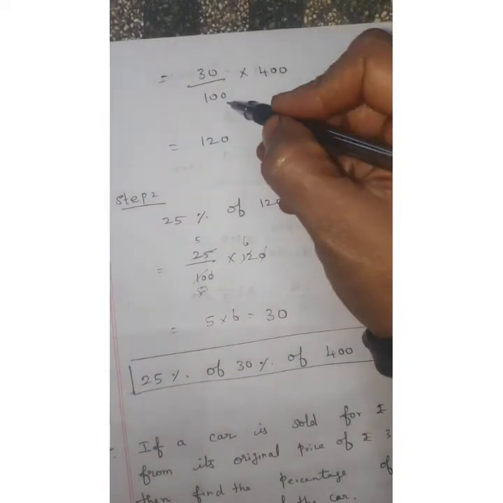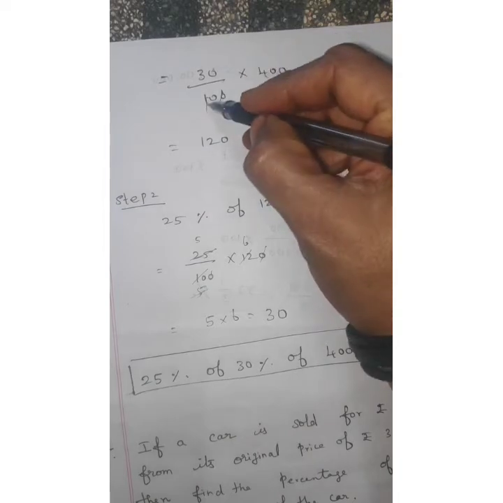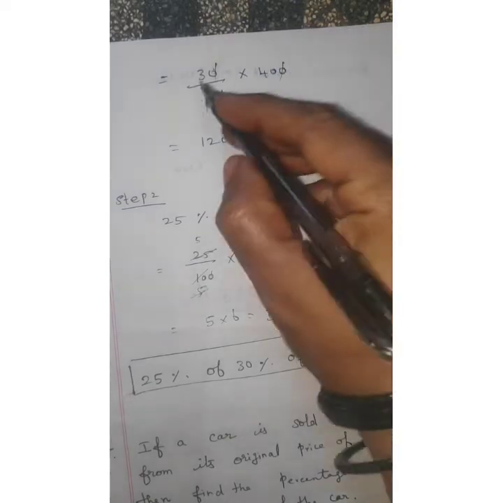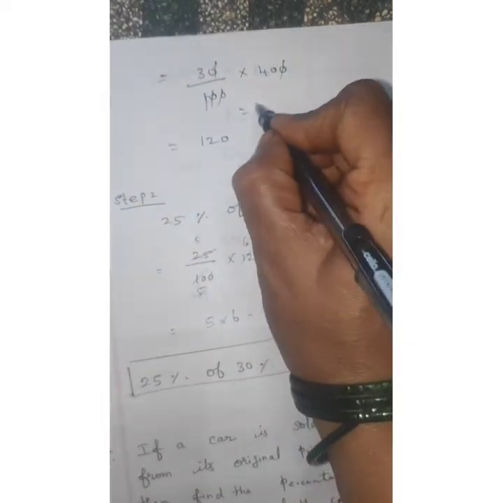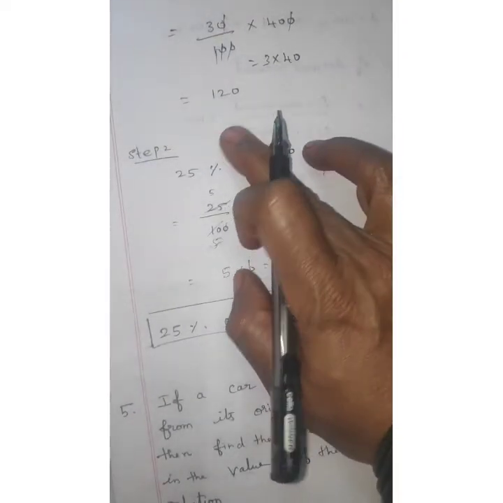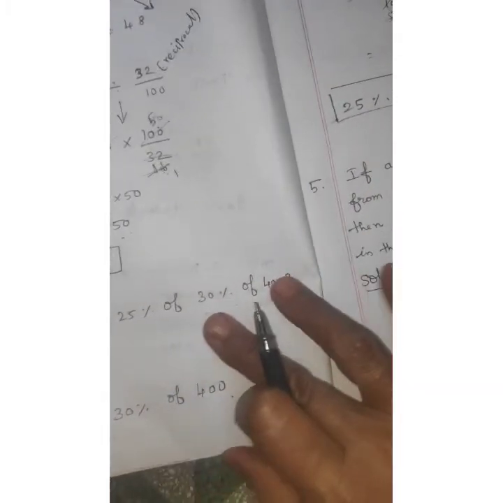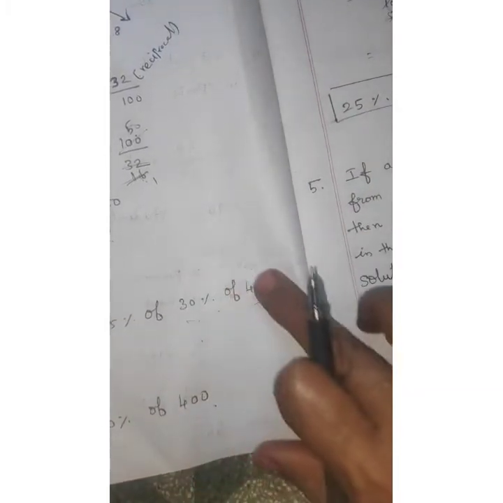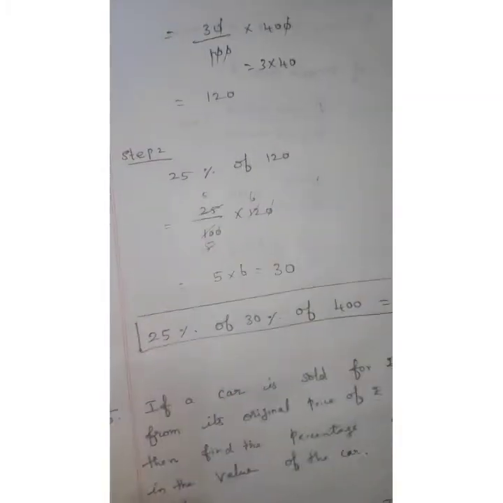So 30%, how do they write it? 30 by 100 into 400. Cancel out the zeros. Here 1 0. So 3 into 40 equal to 120. Now this answer write in the second one. For the next, given the 25% of what we already found, the answer is 120.